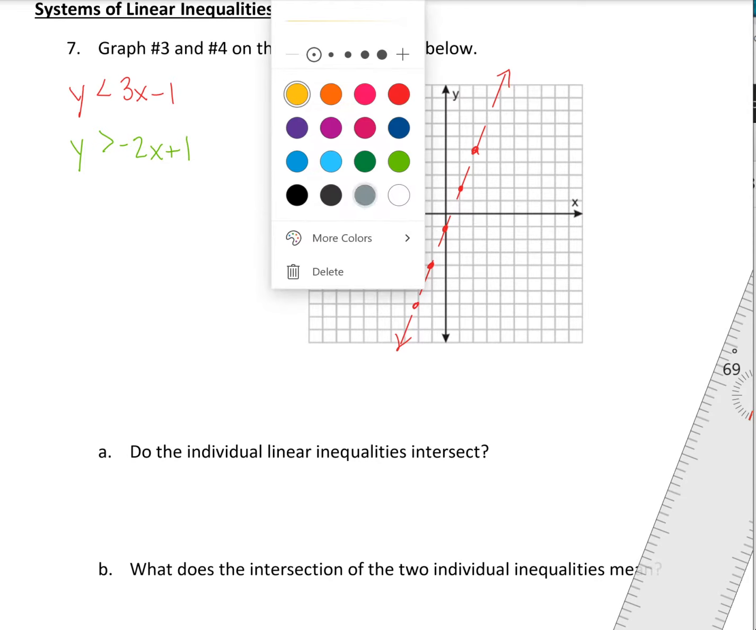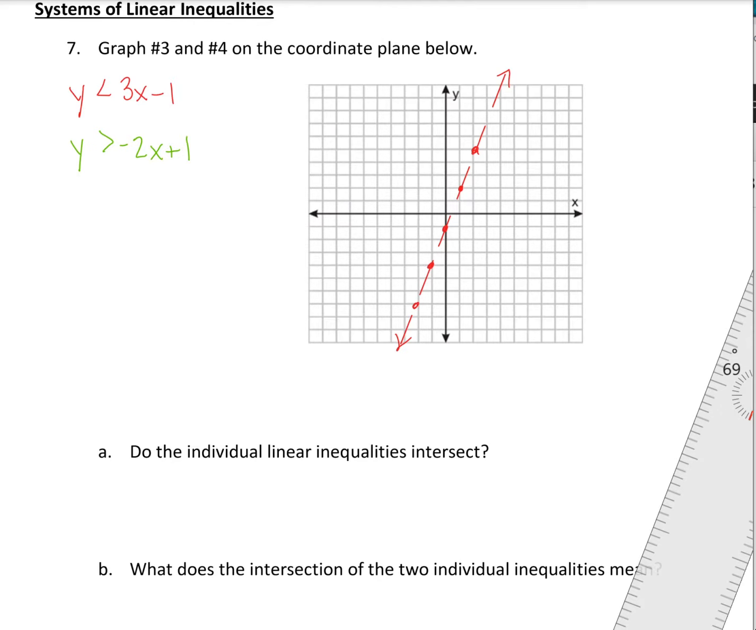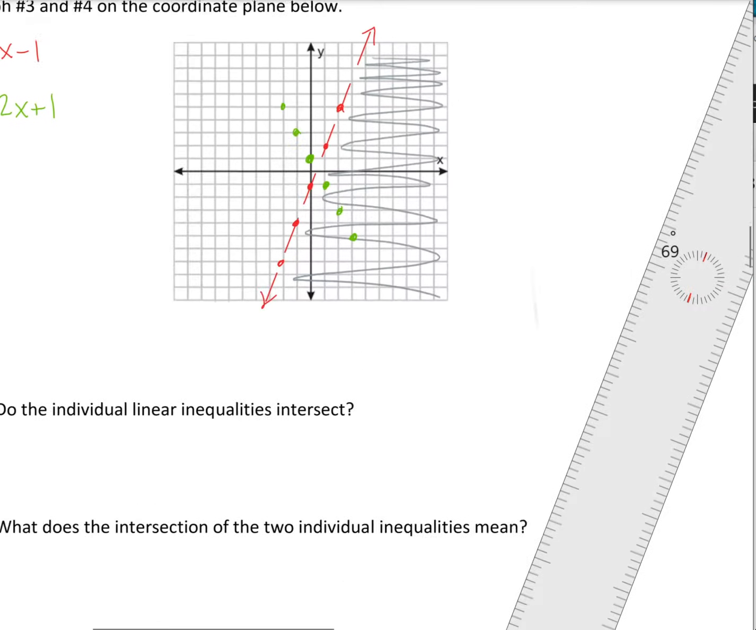When I do this, I'm going to very lightly take my pencil and fill it in. Very lightly. Now I'm going to do my -2x plus 1. So plus 1, it starts at 1, goes down 2 over 1, down 2 over 1. I'm going to go up 2 over 1. Draw my line.